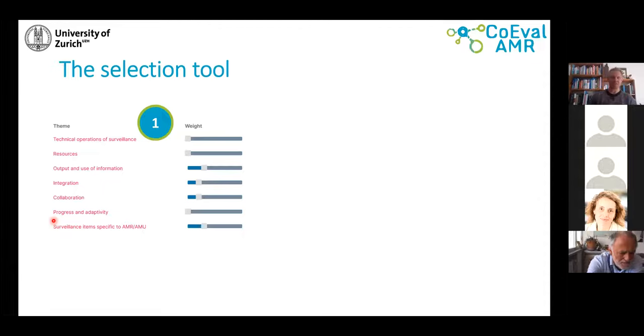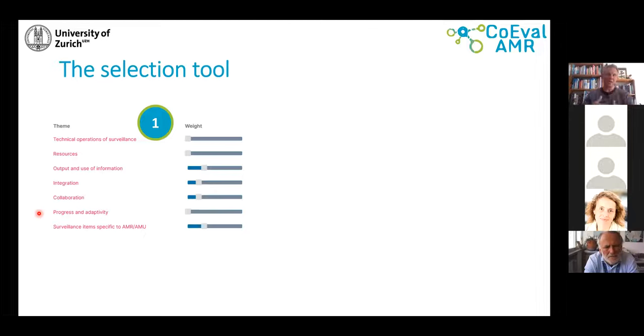Specific surveillance elements for AMR would be down at the bottom here. This is everything that is specific to antimicrobial use and antimicrobial resistance. Then there's another theme, which is resources: what resources are available in terms of finances, personnel, laboratory services, and these kinds of things. Then we have the output that is generated, and questions directed at how the information is used. Then we have questions on integration, so how data and information are integrated, which is separate from the next theme, collaboration, which can also be interpreted as integration, but in this case we separated it. So how do various players and stakeholders collaborate? And then there was another set of questions addressed at how progress was warranted.